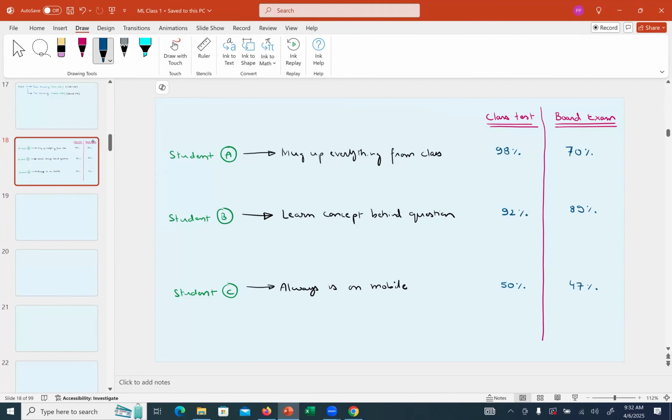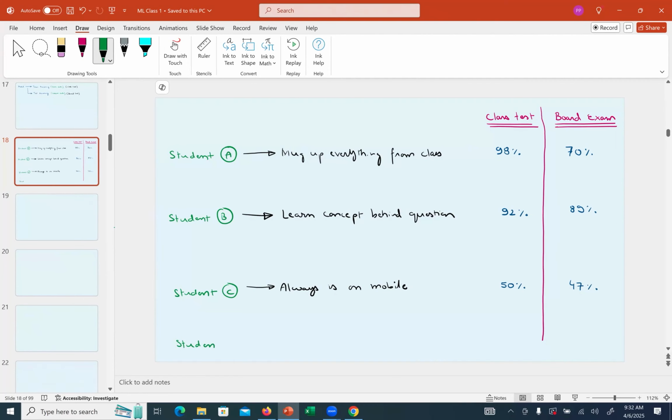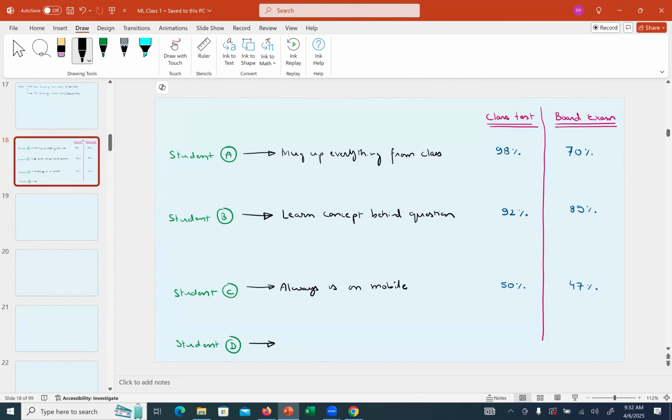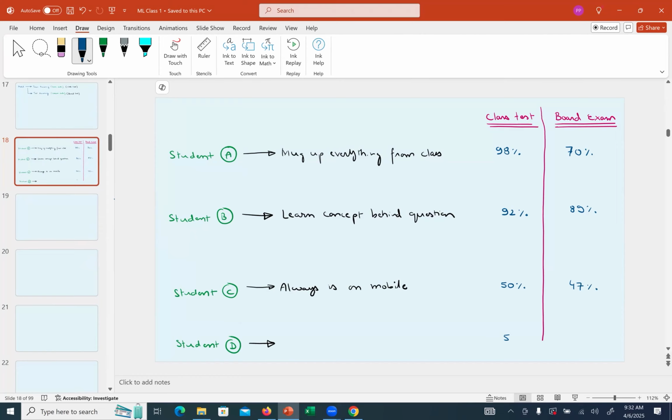Is a fourth kind of scenario also possible? Let's say student D is there. He is also the same as student C. It's just that he got maybe 50% here, but got 90% here. Is this scenario possible? Yes, it can happen if he cheats. Yeah, if he cheats, right?